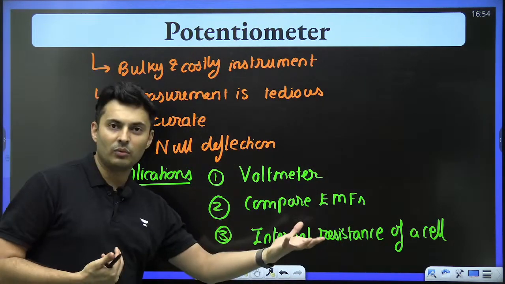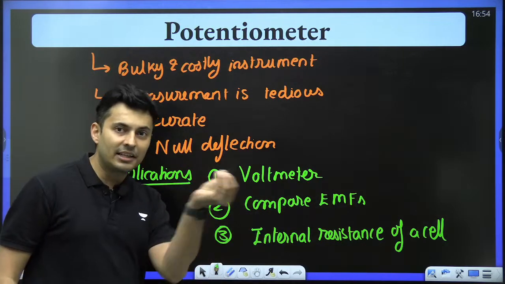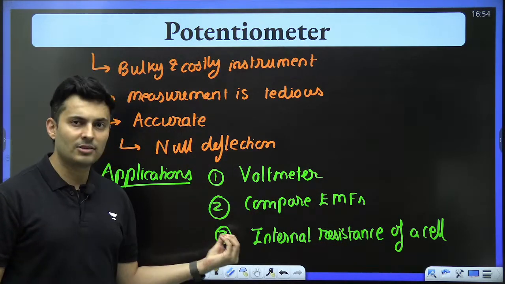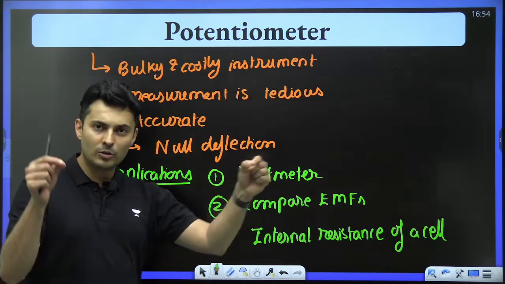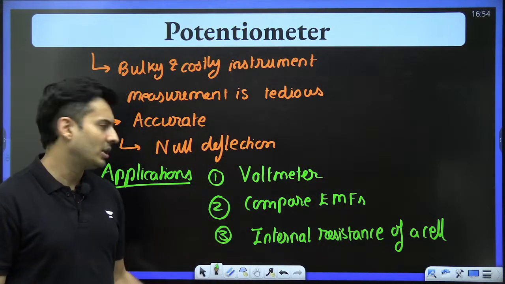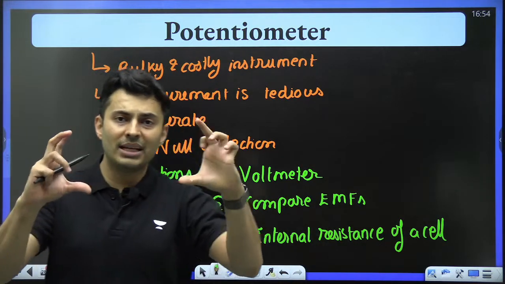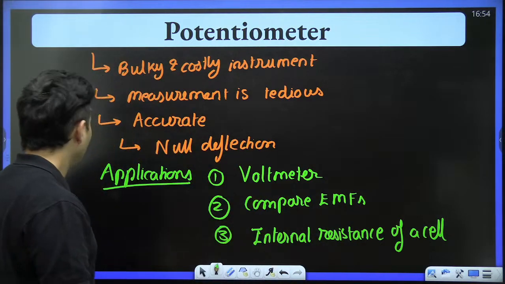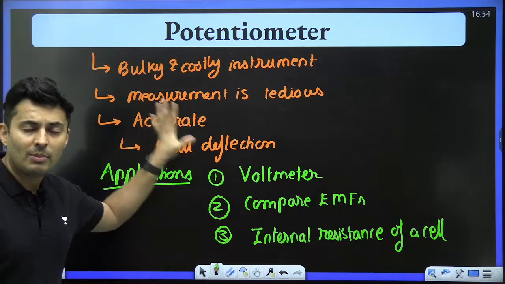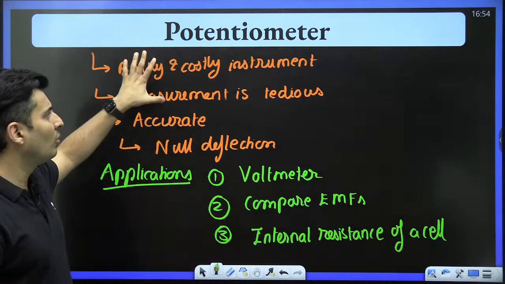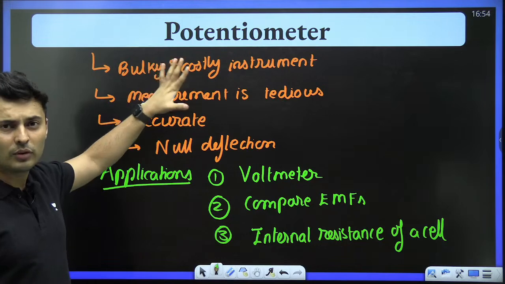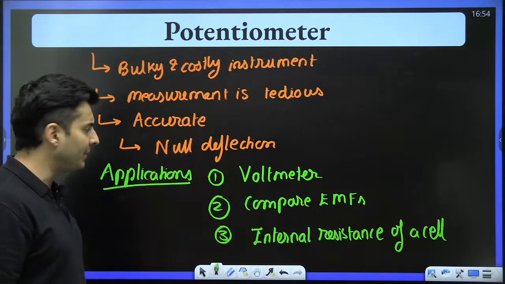To compare EMF: oh, this is 2 volts, how many volts is this? What is the internal resistance of a battery? All batteries have some internal resistance. And it can be also used to measure the potential difference between 2 points. So we'll see the diagrams for all the three of them. But let's understand what is the basic setup of a potentiometer first. Is this clear, everyone? What are the applications and what is the advantage or disadvantage of a potentiometer over voltmeter and ammeters?